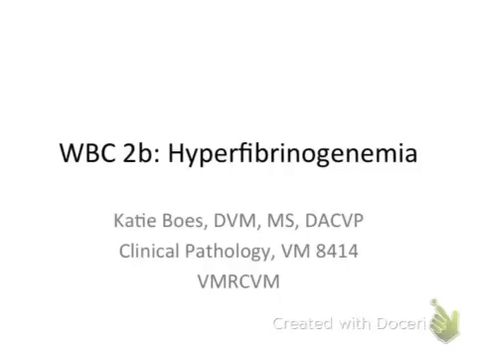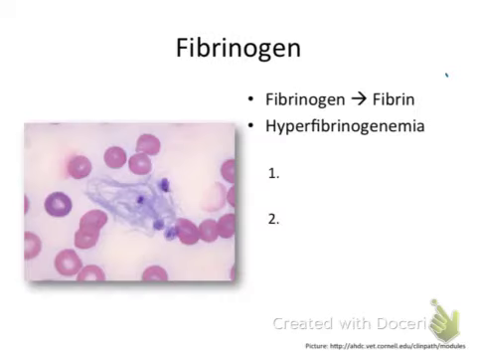This lecture is going to be on causes of hyperfibrinogenemia, or increased concentrations of fibrinogen in blood. Fibrinogen is found in plasma as the soluble precursor for fibrin. When fibrinogen is cleaved to form fibrin, then the fibrin strands bind to each other and to platelets to form an insoluble clot, and that's what's pictured here.